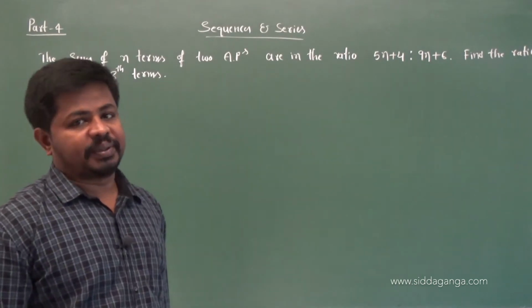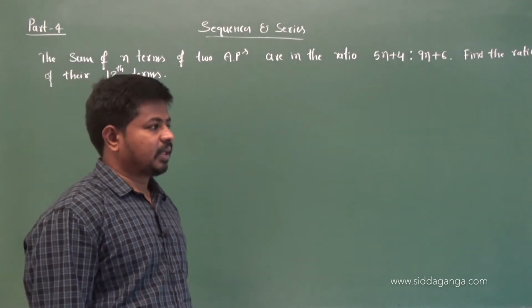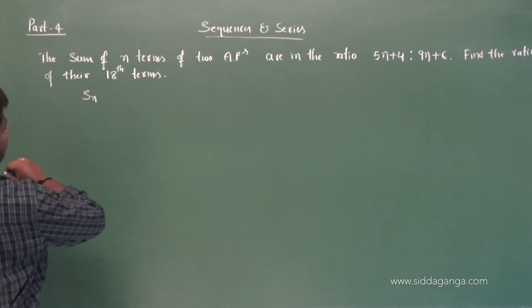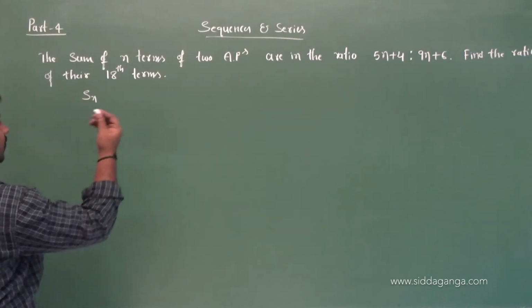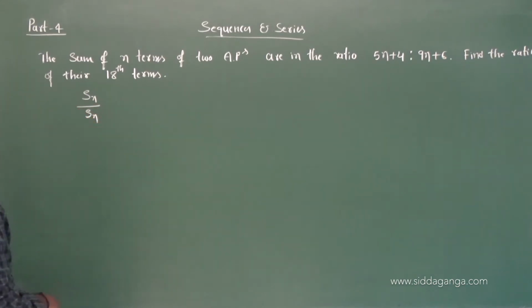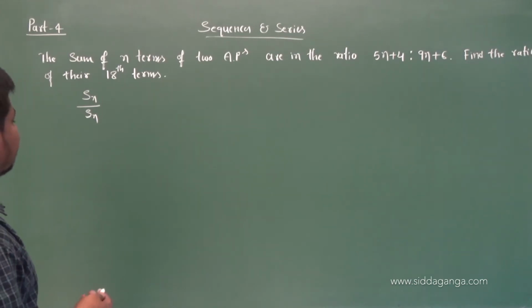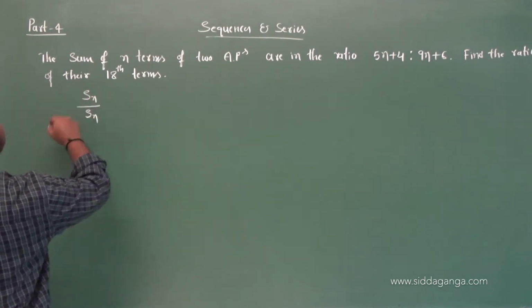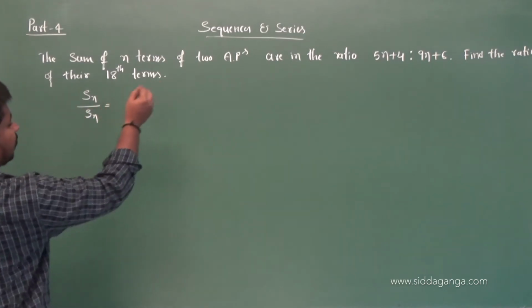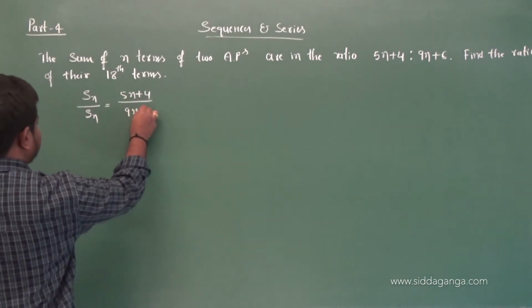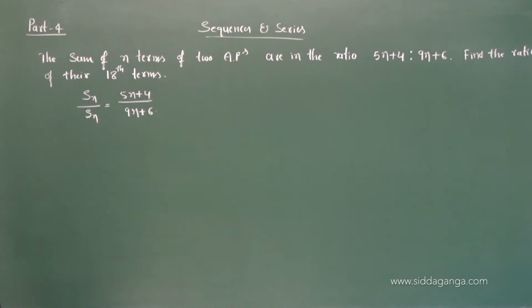Here there are two APs, you mean arithmetic progressions, and sum of n terms of the first AP, let me take S_n, and the sum of n terms of second AP, I am going to take S_n'. Both the arithmetic progressions have the same number of terms, that is n. So this is given, ratio of sum of n terms of first AP to second AP is 5n plus 4 divided by 9n plus 6. This is the given data.